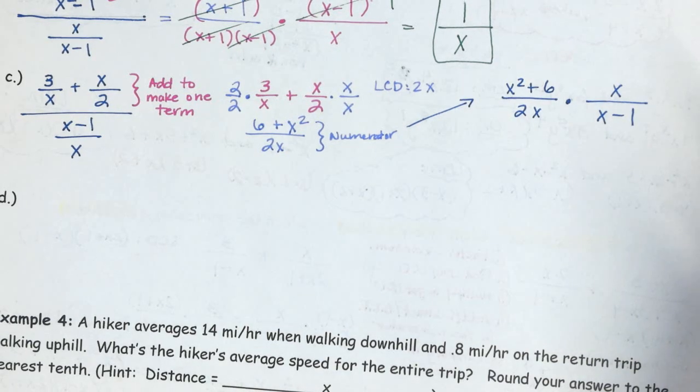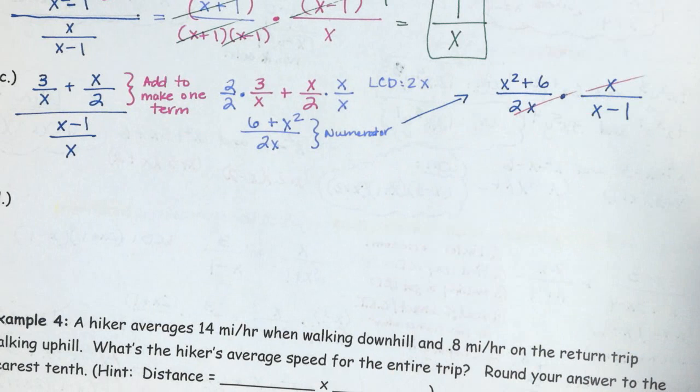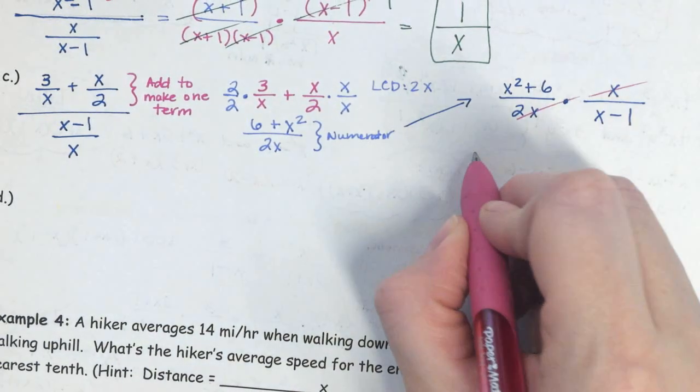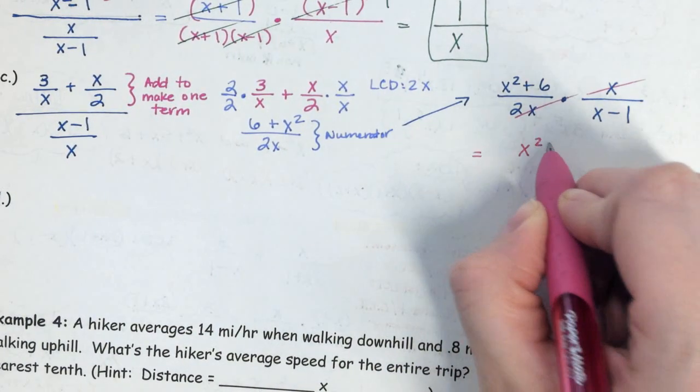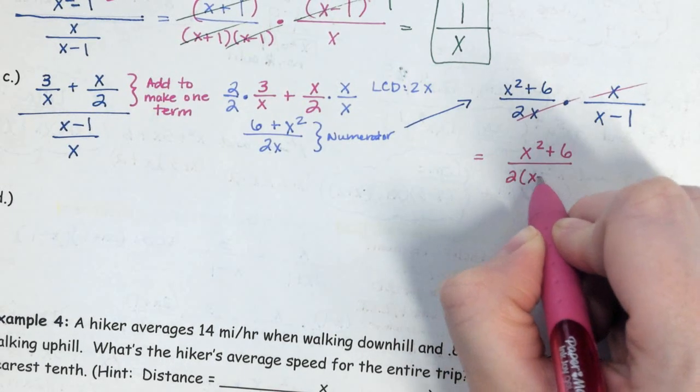There's one thing. Yeah, the x. Okay, so that means the top is x squared plus 6. The bottom is 2 times x minus 1.